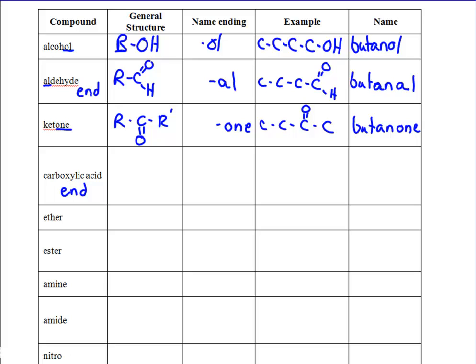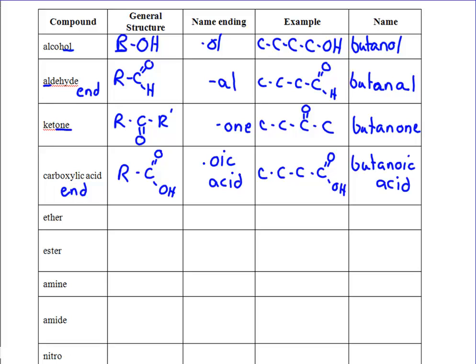Carboxylic acid, or an organic acid, again, this is an end functional group, just like aldehyde is an end functional group. So we have a long chain. Our end carbon has a double bonded oxygen and an OH. In this case, the hydrogen in the OH is the acid hydrogen. When I name this, it's going to be the name of the chain, oic acid. So the name tells you it's an organic acid, which makes things nice. Long 4-carbon chain, double bonded oxygen, OH. So when I'm naming this thing, butanoic acid.